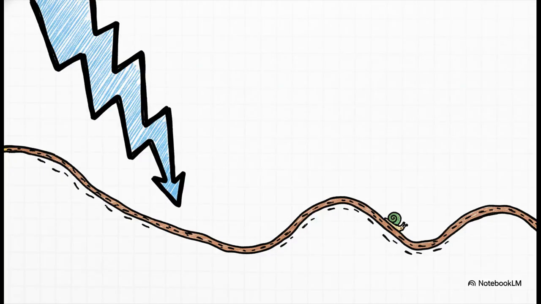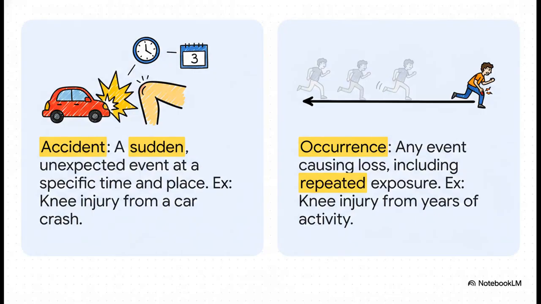Now, Alex's fire was sudden and dramatic, right? It happened in an instant. But that's not how all losses work. Some are fast, like a lightning strike, but others are more of a slow burn, something that develops over a really long time. And this brings up another key difference, the idea of an accident versus an occurrence. An accident is sudden, it's unexpected. You can point to the exact time and place it happened, like a knee injury from one bad car crash. But an occurrence is a much bigger bucket. It includes accidents, sure, but it also includes damage from repeated, continuous exposure over time. Think about that same knee injury, but this time it developed slowly over years and years of intense physical activity.